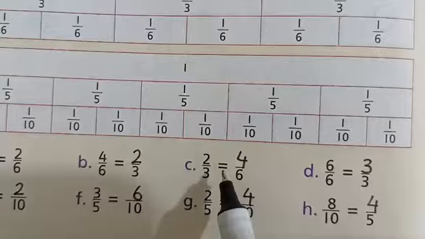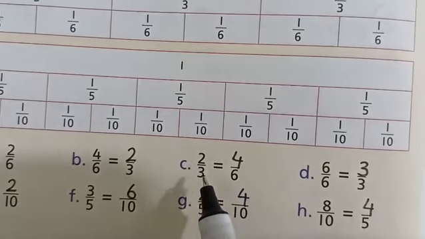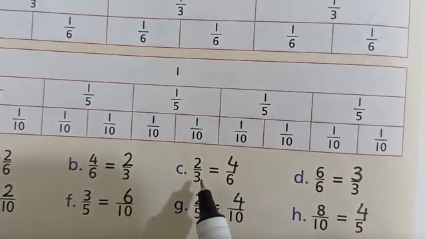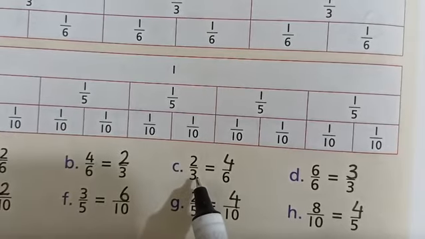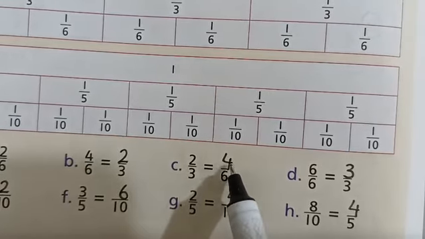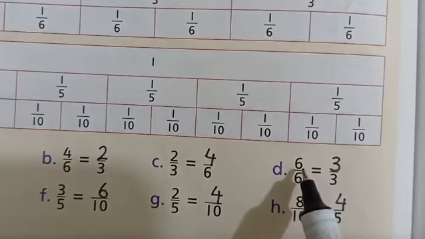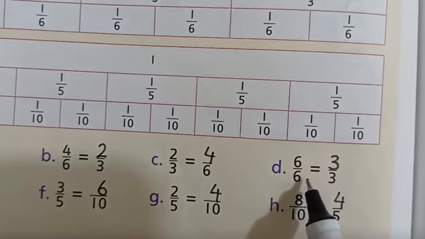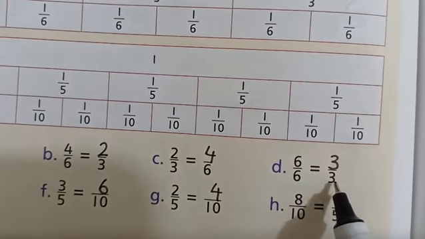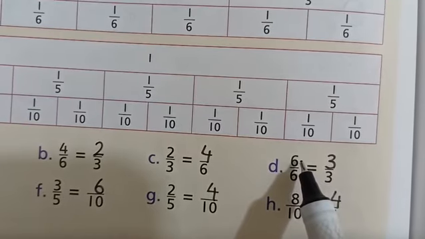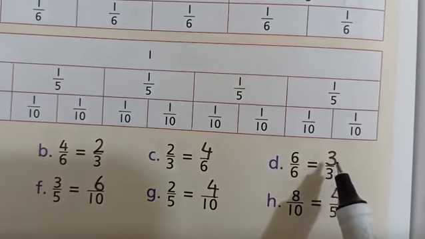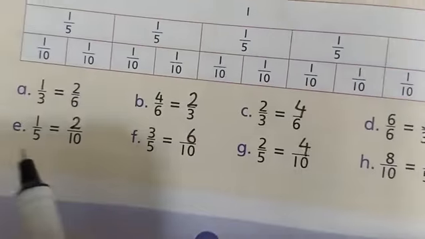Next is 2 by 3 is equal to dash by 6. Again we multiply this fraction with 2, 3 2s are 6 and 2 2s are 4. Again we divide it with 2, because 2 3s are 6. Here we have denominator 3, and again we divide it with 2, 2 3s are 6. So we get numerator 3.